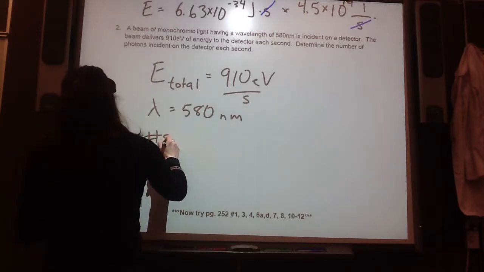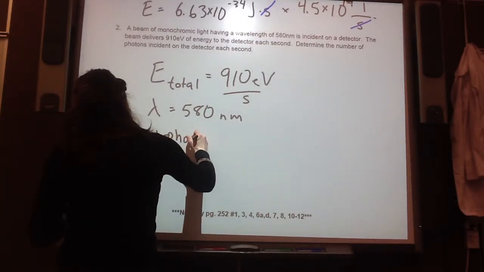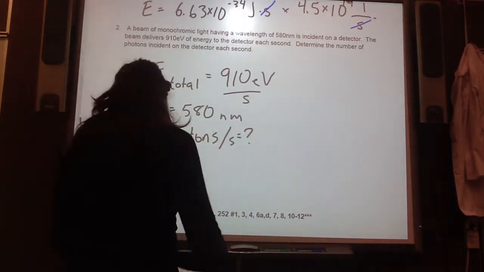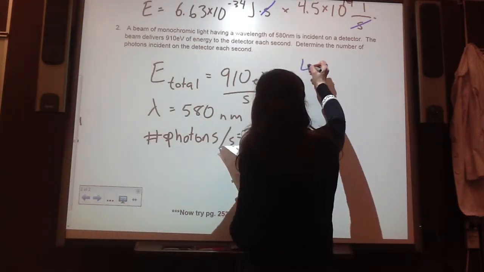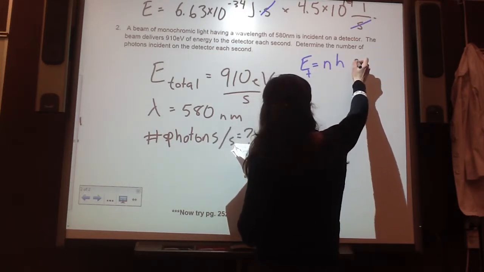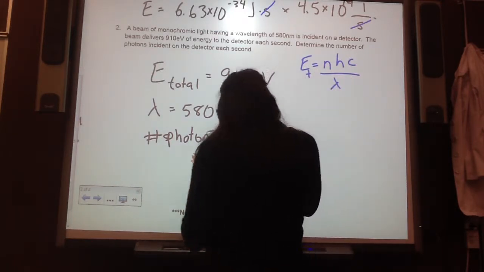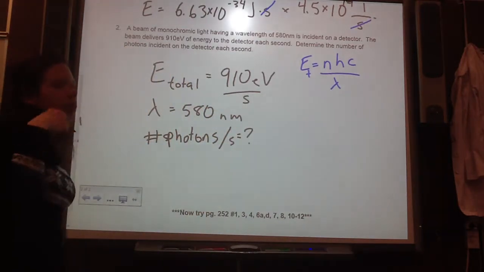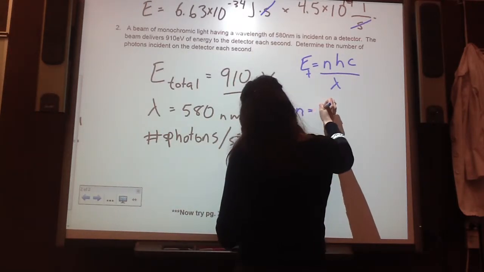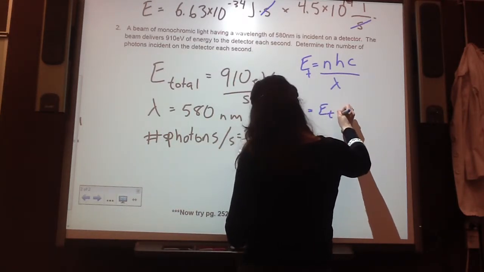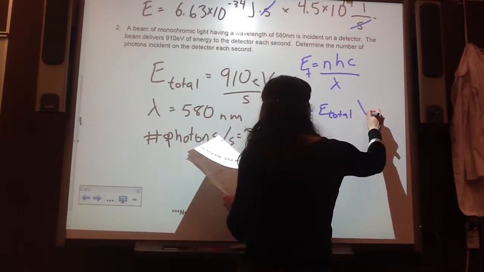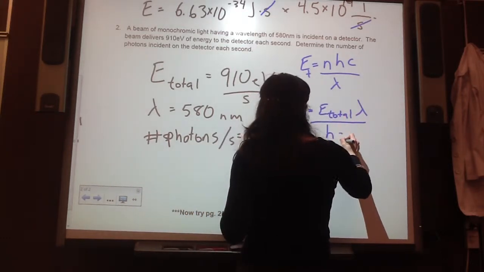So number of photons per second. What we need to think is our E total is equal to N times H times C over lambda, and I'm looking for N. I want to figure out the number of photons. So I'm going to rearrange to solve for N. So N equals E total times lambda divided by H times C.